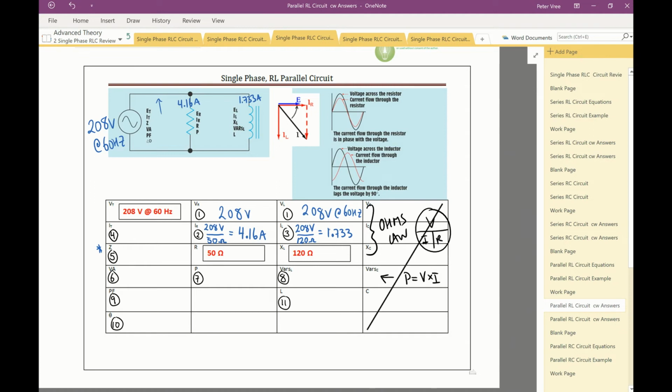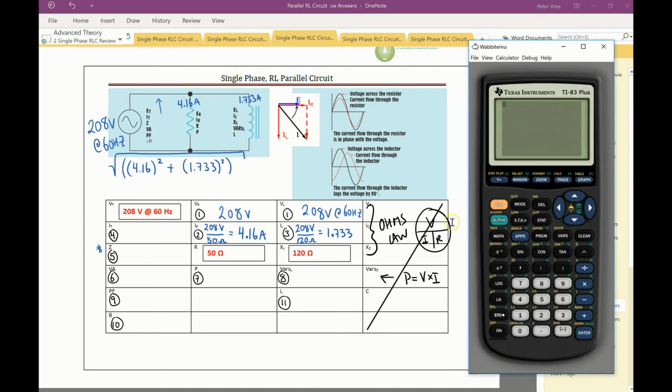So I'll do that. I got a little bit of space right here. So I got 4.16 amps. So I'm going to take my resistive current, so I got that from here, plus my inductive current, which is 1.733. I'm going to square those guys. Remember, the square is on the outside of the brackets. And I'm going to take the square root of those guys. So let's bring up our calculator. Hopefully you've got a calculator so we can do this all in one shot.